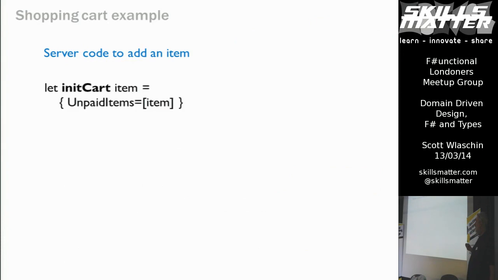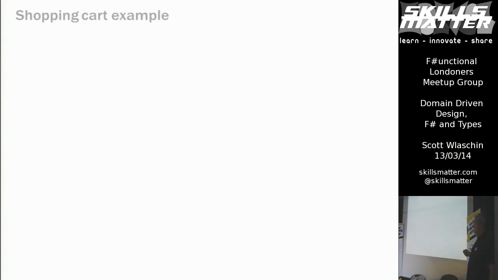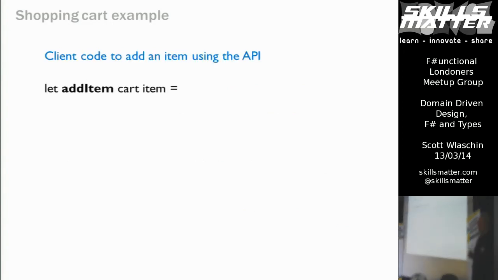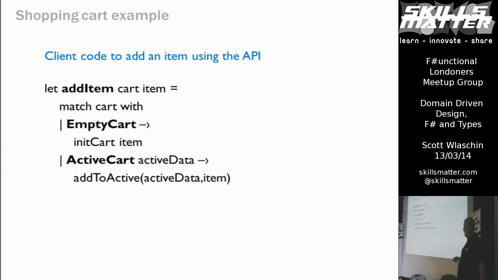So let's look at the server code quickly. To initialize a cart, we just put some stuff in a structure, very easy. To add something, we just prepend the item to the existing items, and so on and so forth. So the code is very straightforward. But let's look at the client-side code. So let's say I'm adding something to a cart. So the cart is 3 different states, so I need to handle each possible case. So if the cart's an empty cart, I need to initialize it. Fair enough. If the cart's an active cart, I need to add it to an active. But if it's a paid cart, what do I do?